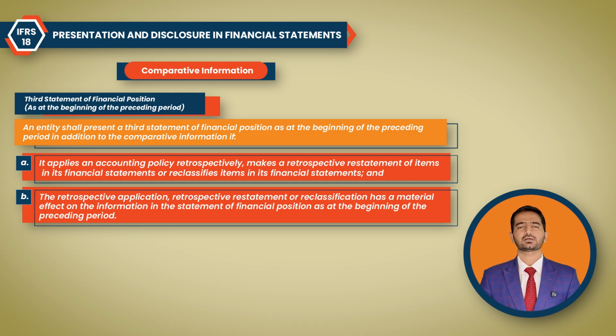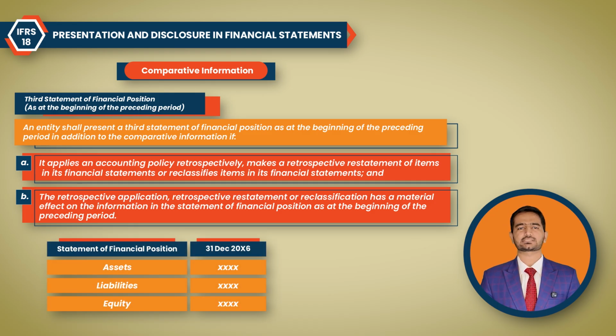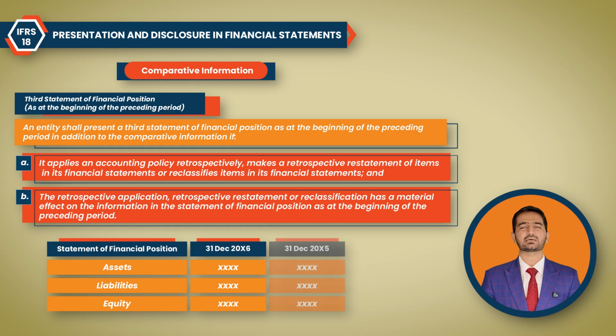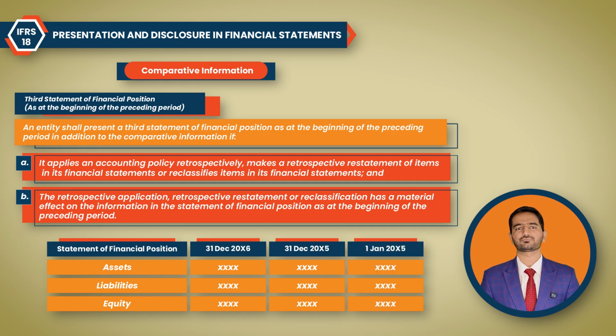Let's say your current year is 31st December 2006 and you applied a new policy retrospectively this year. Here is what your financial statement should show in such a case. Current year, statement of financial position as at 31st December 2006. Prior year, comparative statement of financial position as at 31st December 2005. And beginning of the prior year, third statement of financial position as at 1st January 2005.